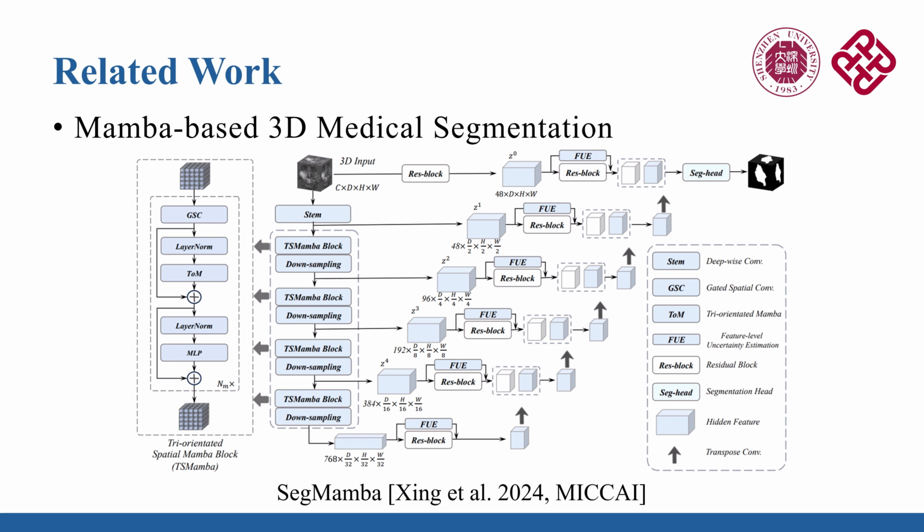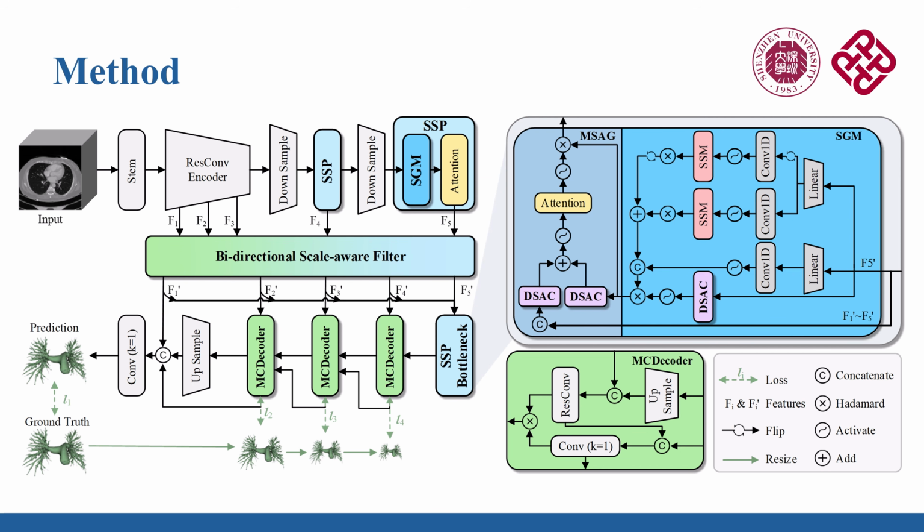However, standard Mamba needs to flatten 3D image features into sequences for processing, which disrupts spatial relationships and makes it difficult to fully perceive the local structures and spatial anisotropy of pulmonary vessels. To address this issue, we propose VesMamba. This is the overall architecture of VesMamba.